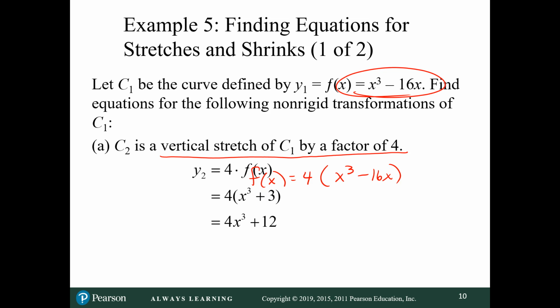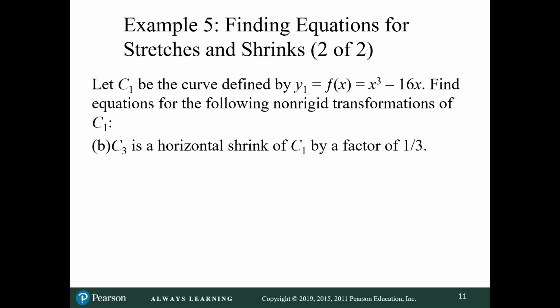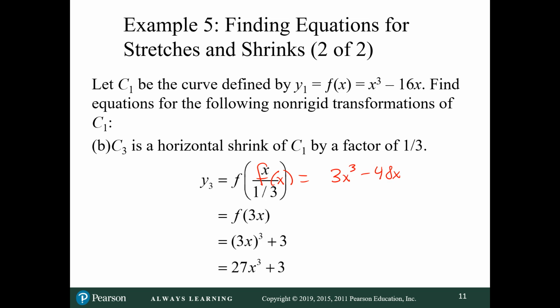I don't know where they have the +3, but okay. A horizontal shrink by a factor of 1/3. So if it's 1/3, it happens on the inside of the parentheses. If we're shrinking it by a factor of 1/3, we're multiplying each thing on the inside by 3. And that would shrink it by 1/3.